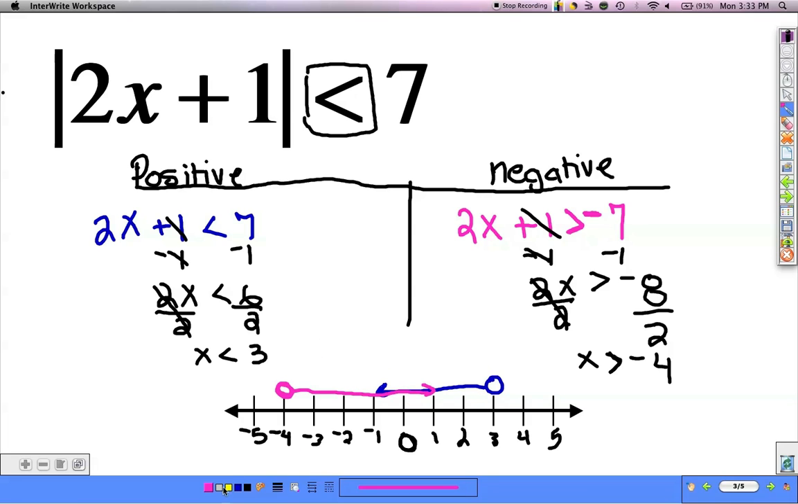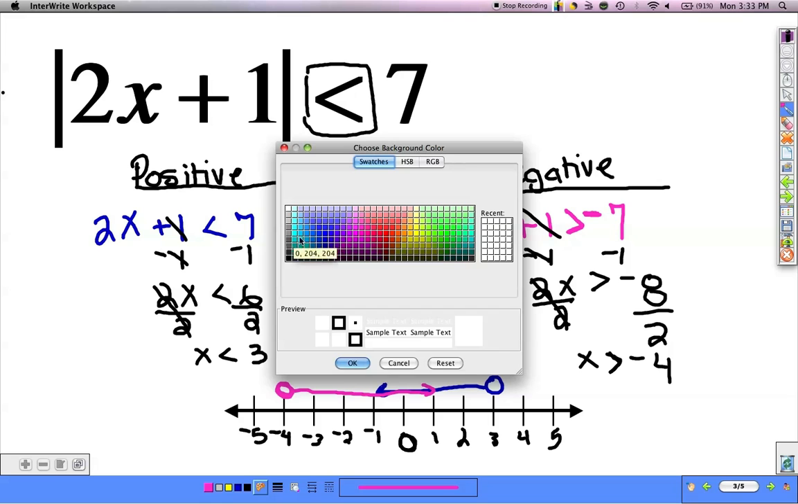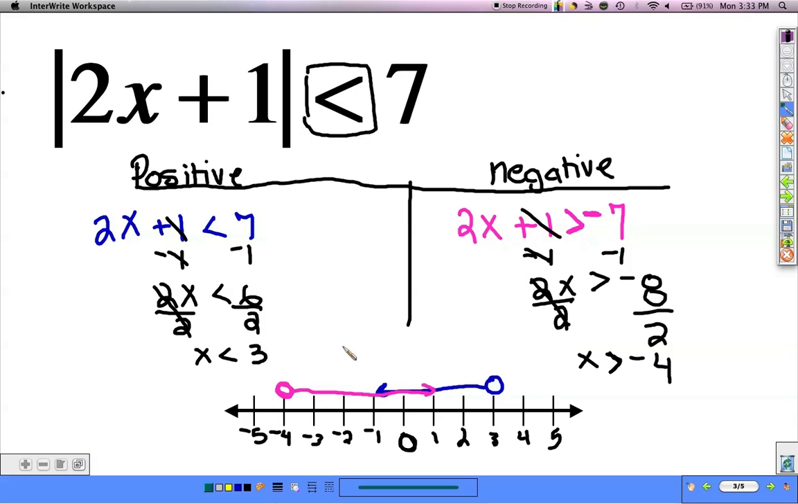And where these two arrows overlap is the solution set. It's what satisfies both cases. So pick a fancy color here. All right, so this area here in between the 2 bars, that is the solution, or the graph of the solution to the inequality. And anything from inside of that solution set should work when I test it out.